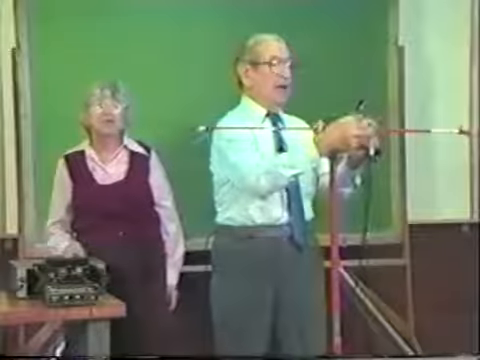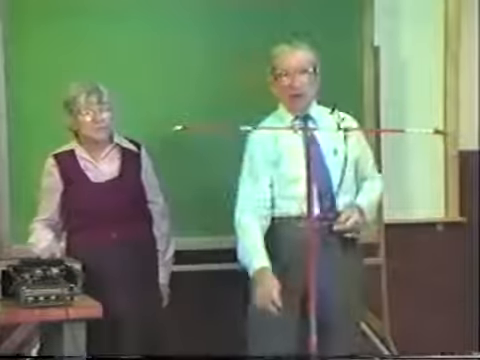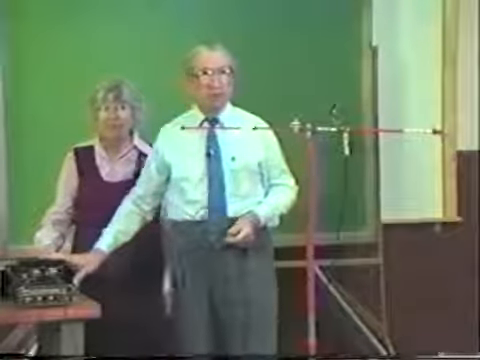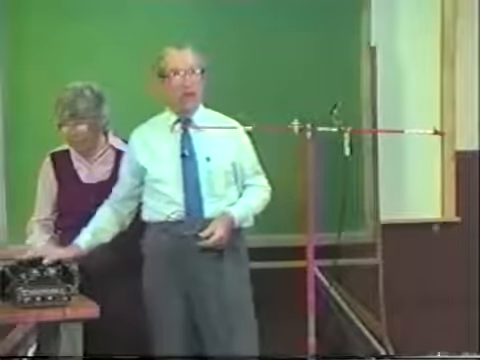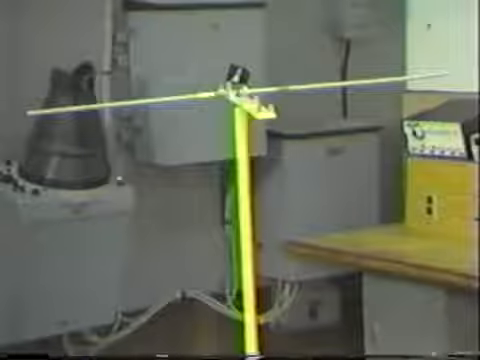We have here a dipole antenna connected with a coaxial cable to our transmitter. The transmitter has a power output of about 15 watts and its associated power supply, of course. In discussing the antenna system, we should point out that on the other side we have a receiving antenna.